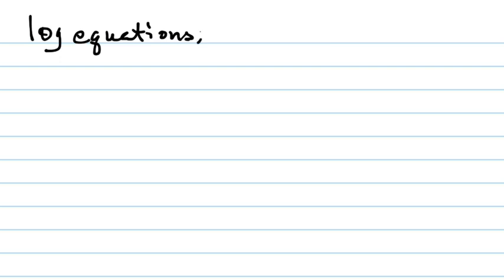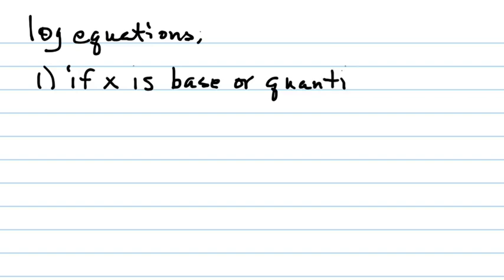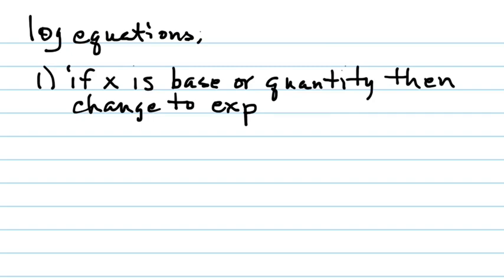All right, to solve these logarithmic equations, let's talk about the steps of the process. First, if x is the base or the quantity, and remember that means they're on the left-hand side of the equation with the word log, then change to an exponent, just so you can get rid of the log word. Change to an exponent and then solve for x by doing the opposite. Get the x completely on one side by itself, then divide, multiply, whatever you have to do to get x completely alone. Then you'll have x equals something.